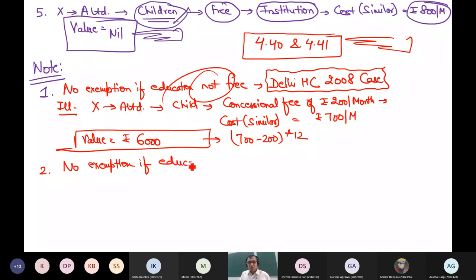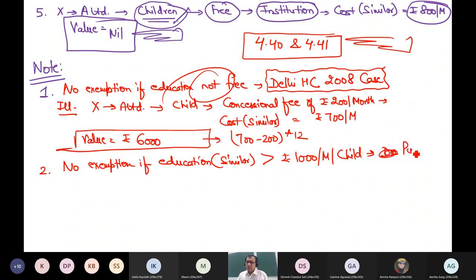If cost of education in a similar institution in the locality exceeds 1,000 per month per child, no exemption. It is also based on a Punjab and Haryana High Court ruling.